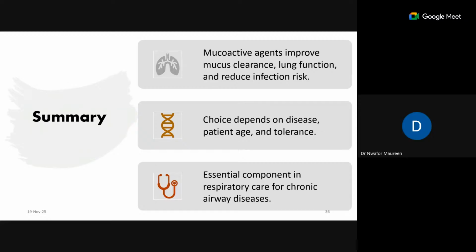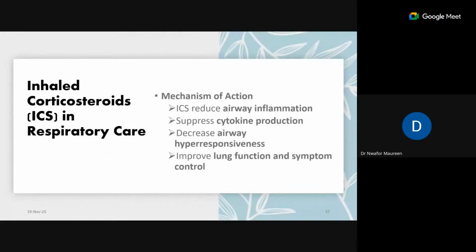That's mucoactive agents. So now we've talked about the beta agonists, the anticholinergic agents, and mucoactive agents that are all inhaled medications we use to manage respiratory disorders. Now let's move into inhaled corticosteroids. If we talk about all this without mentioning corticosteroids, I don't think we've started, because it's a gold standard.